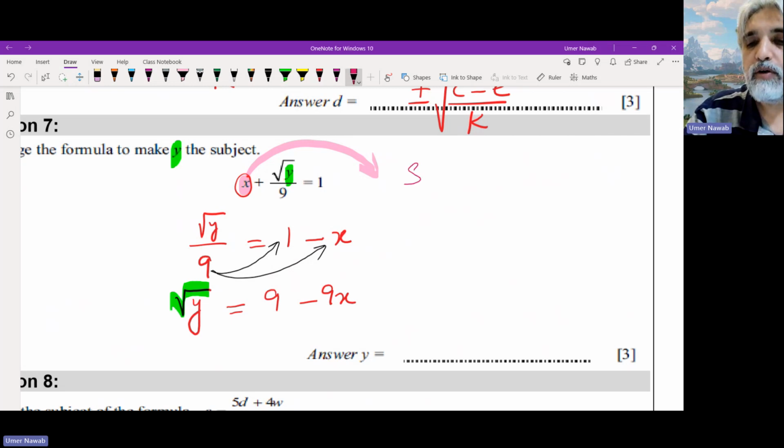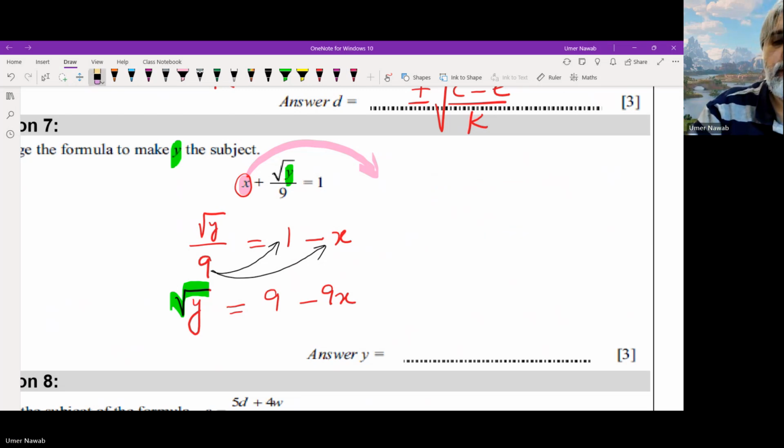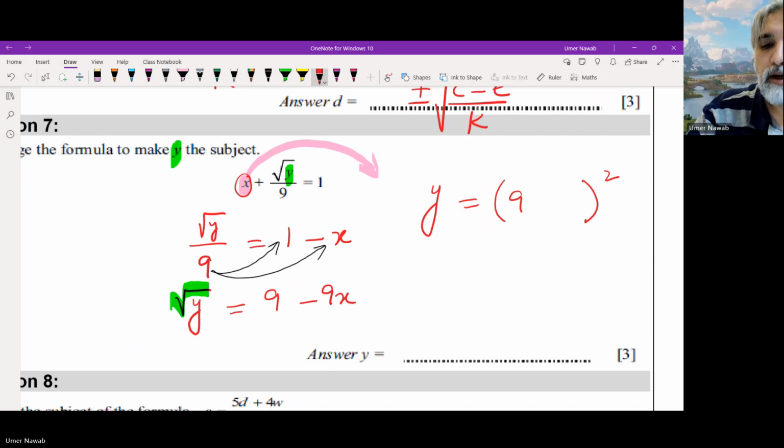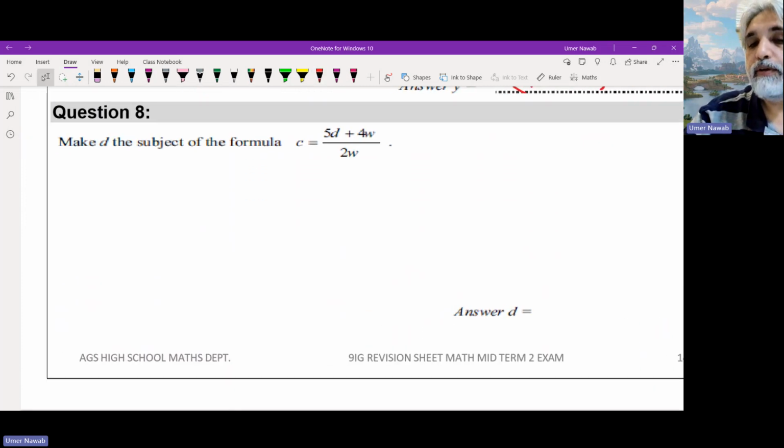So guys, the opposite of square is square root, and the opposite of square root is square. So let's do. If I remove the square root on the left, I will be left with y, and I have to put the square on 9 minus 9x. So removal of square root give you the square on the entire expression in the right hand side. So 9 minus 9x whole square. So be careful. What is the opposite of square? That is square root. And what is the opposite of square root? That is square.